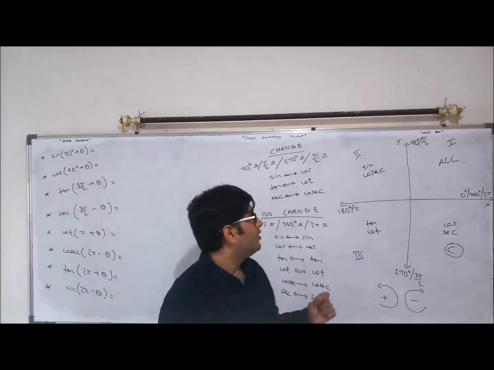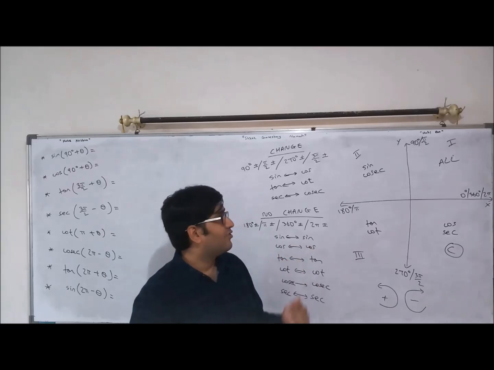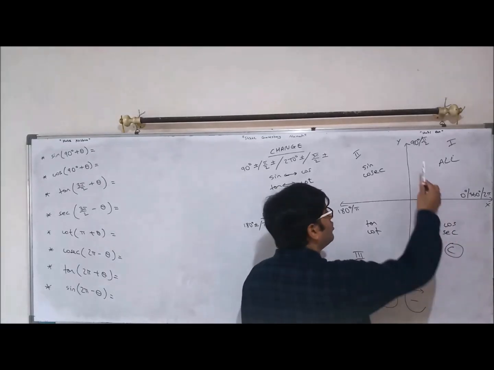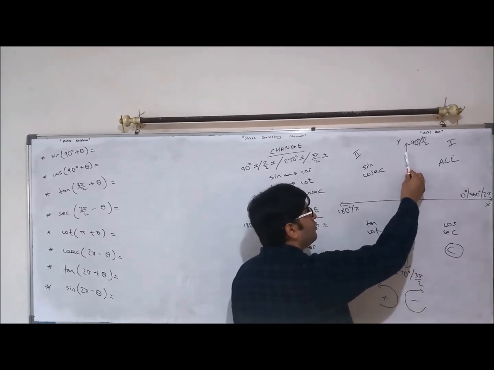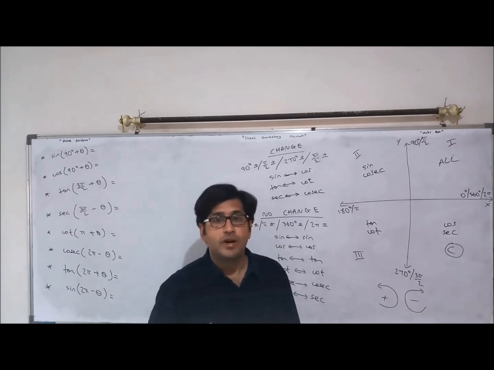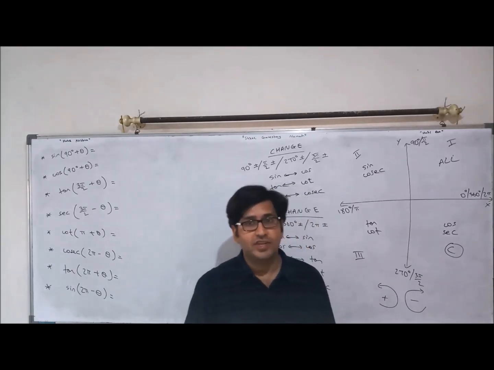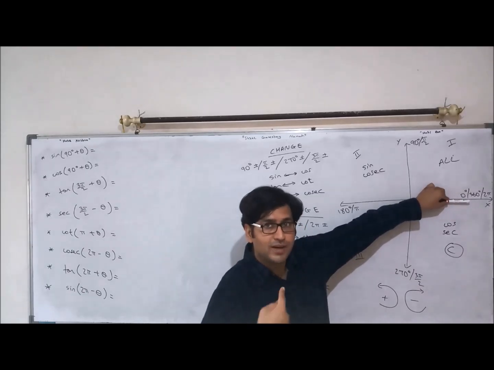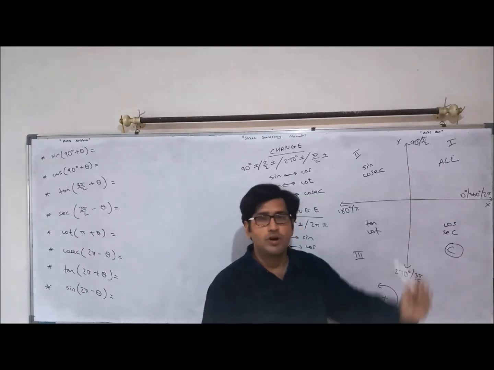Okay students, let us take some more examples. What if I ask you 90 minus theta? 90 means where are you? You are here. Minus means you will move clockwise. So you are going to enter the first quadrant. What if I ask you 360 degrees minus theta? 360 means you are here. Minus means where will you move? Clockwise. So you are going to enter the fourth quadrant.